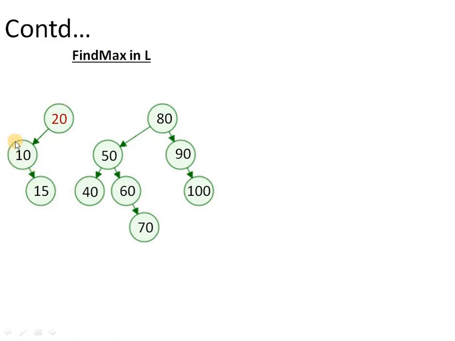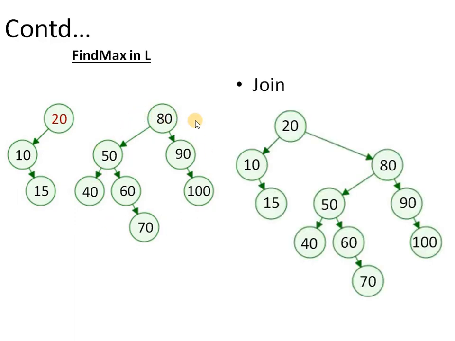The moment we perform the find max operation, all the values which are lesser should be present in the left subtree of the root, because the root is the maximum in L. After that, the right subtree is empty. So we have to simply attach this complete tree which is rooted at 80 as the right child of 20. So this can be another possible solution. You can work with either the right subtree or the left subtree. Both ways are possible, but they will give you different results which are correct.